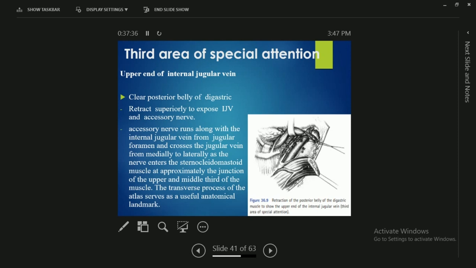The nerve enters the sternocleidomastoid muscle at approximately the junction of the upper one third and lower two third of the muscle, and the transverse process of the atlas serves as an anatomical landmark of this point.